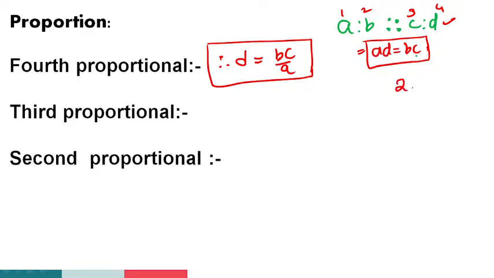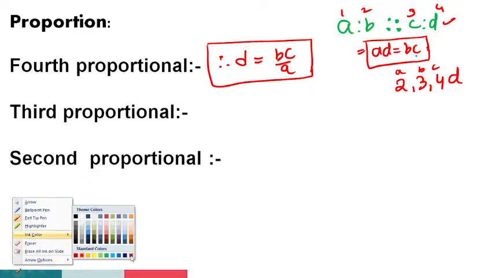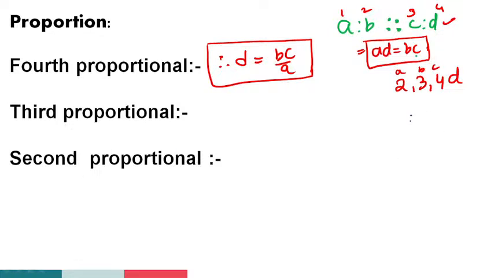For example, 2 comma 3 comma 4. Find out the fourth proportion. Look like A, B, C. So D value we don't know. We have to find out the D value. So what is the formula, guys? D is equal to BC by A. B value is 3, C value is 4, A value is 2. Then 2 ones are 2, 2 twos are 4, 3 twos are 6. D value is 6. Just remember, guys, only the fourth proportion formula. Just remember the formula, nothing else is needed.